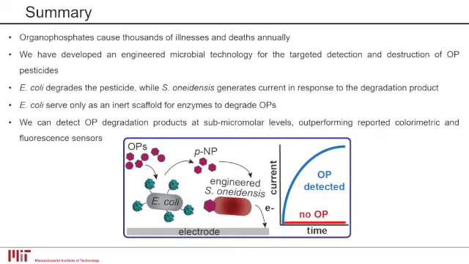So what we've been able to do here is to develop a kind of cell mixture system that allows us to both detect and degrade these dangerous pesticides. And because our E. coli are not viable and basically just serve as a biological scaffold for these enzymes, we only have to keep one cell type alive, which circumvents many of the key challenges with using microbial co-cultures. Importantly, we can detect these organophosphate degradation products at sub-micromolar levels, which significantly outperforms both colorimetric and fluorescence sensors with much simpler instrumentation.